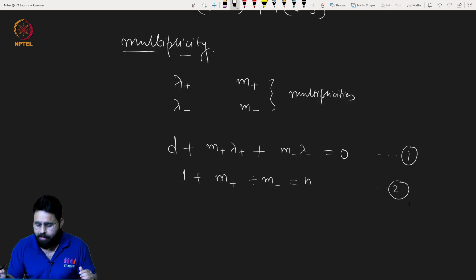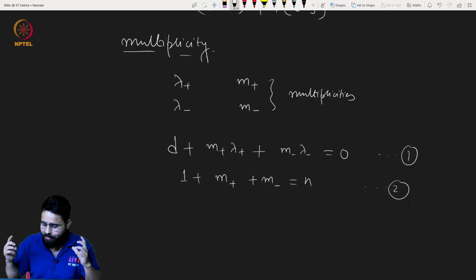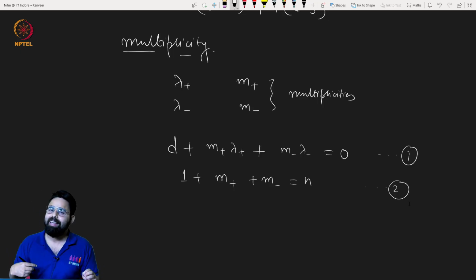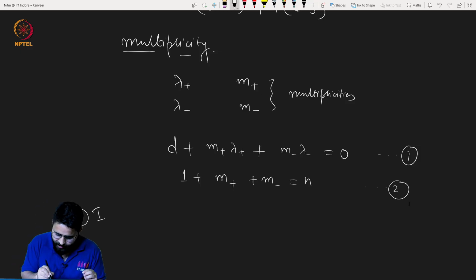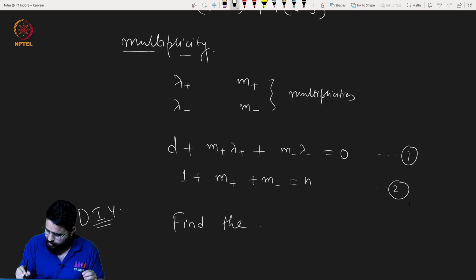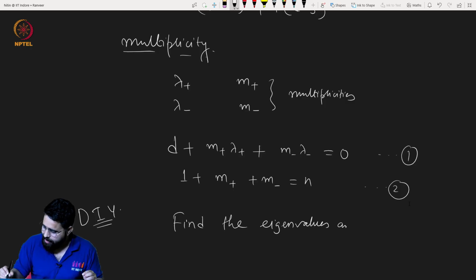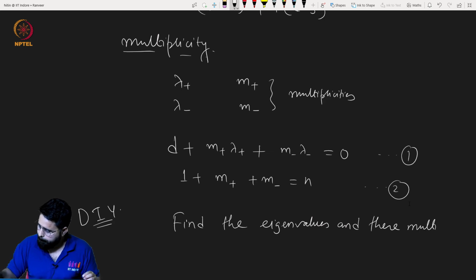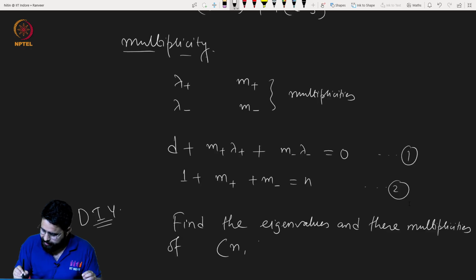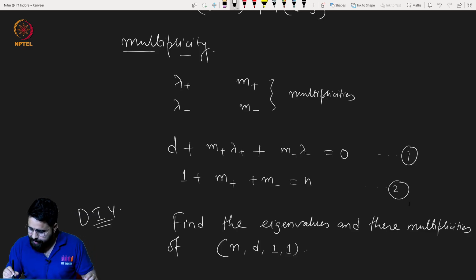And before moving to the next very beautiful fact about this, let me give you one DIY. Okay, simple case. Find the eigenvalues and their multiplicities of the Petersen graph. Very good. There is one more thing that maybe I have missed.